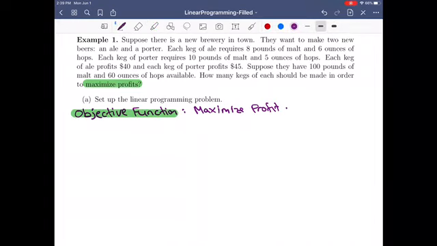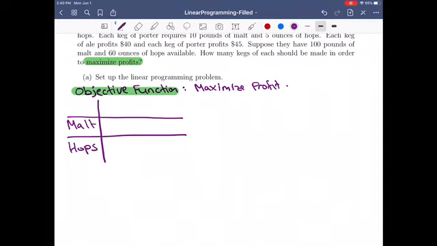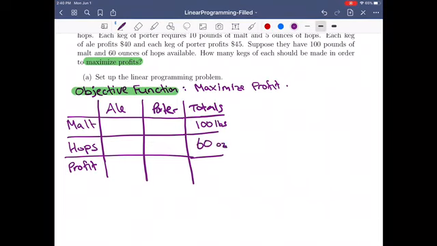Now, let's make a little table here. We have some amount of malt, some hops, and then a profit number, for ale and for porter, and then some totals. We know the total for malt is 100 pounds, the total for hops is 60 ounces, and the total profit is what we want to maximize.